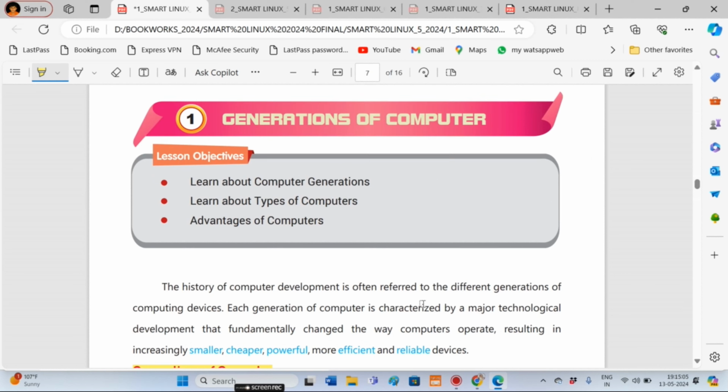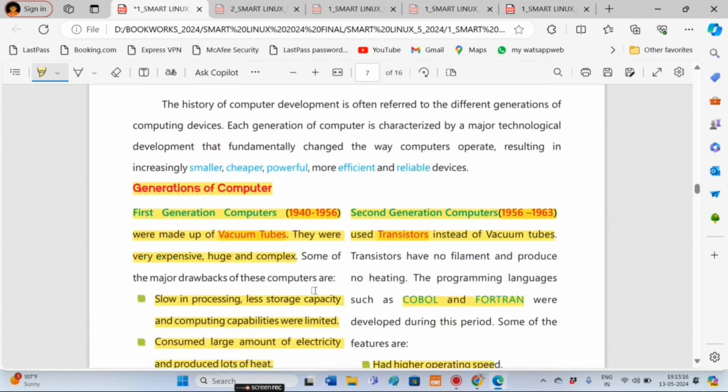Hi friends, today we are going to discuss our first chapter, Generations of Computers. In this chapter, we will learn computer generations, types of computers, advantages of computers.